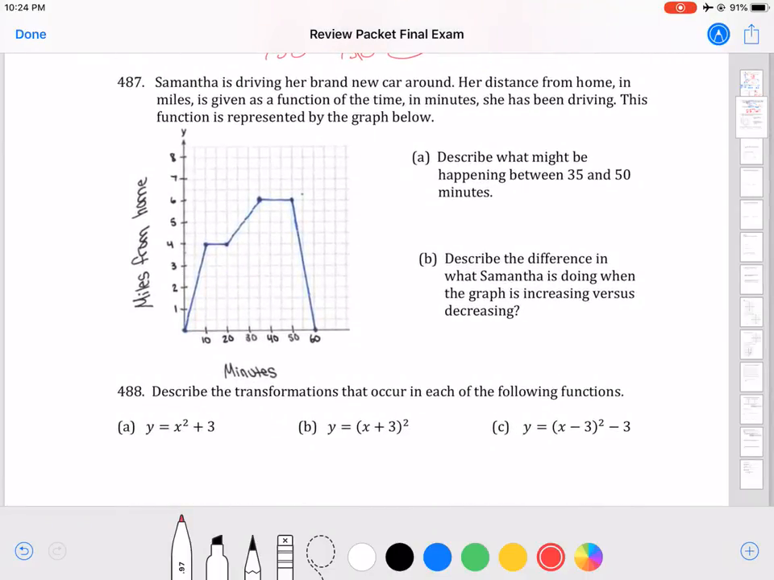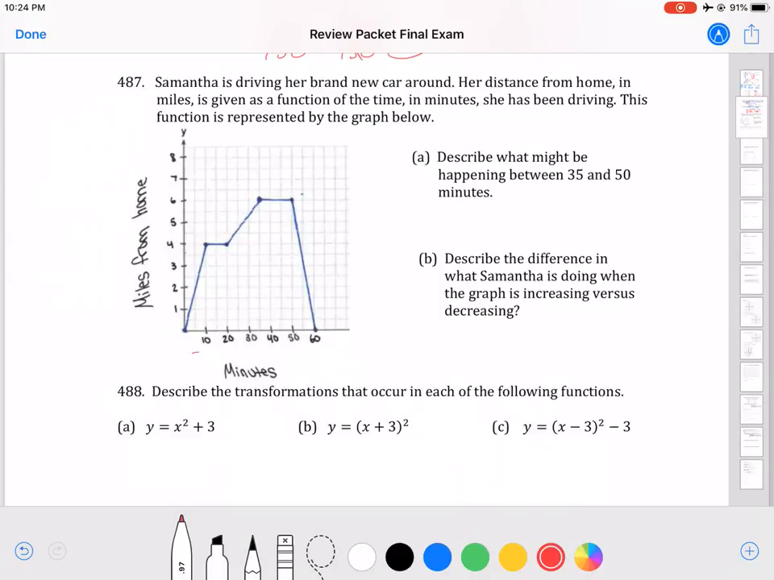Right, 487. So Samantha is driving her brand new car around. Her distance from home in miles is given as a function of the time in minutes she has been driving. This function is represented by the graph below. So before you even start reading into the question, make sure you look at your axes and understand what the graph is actually telling you.